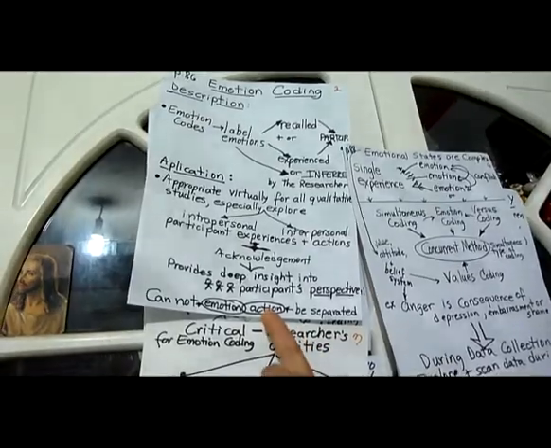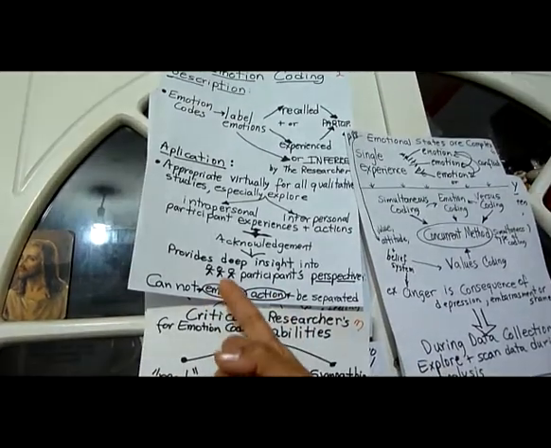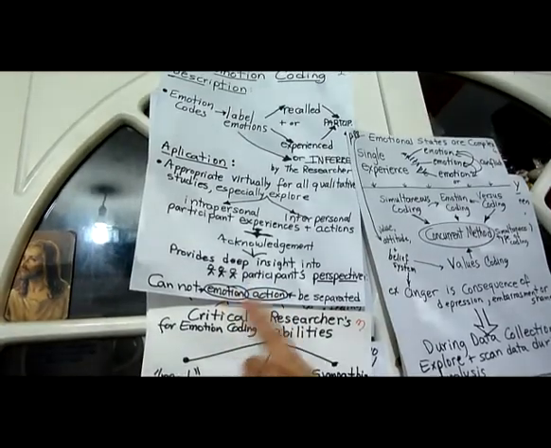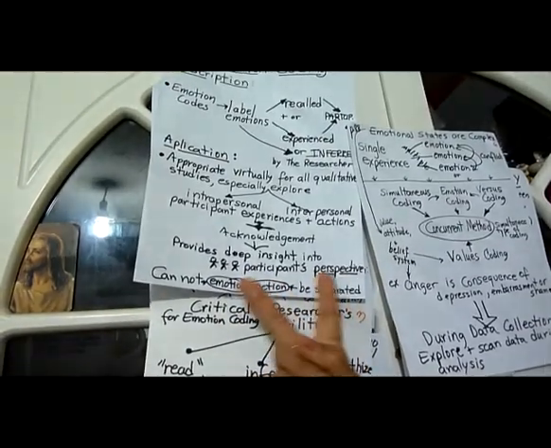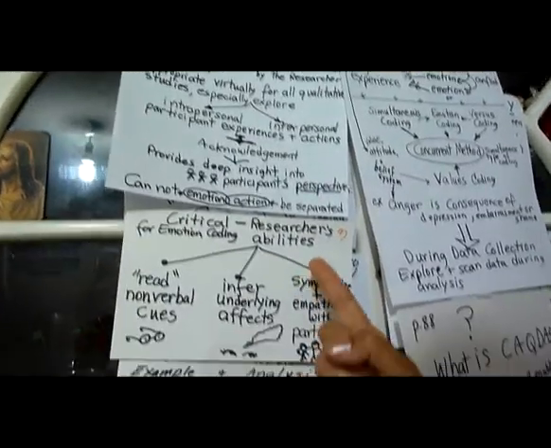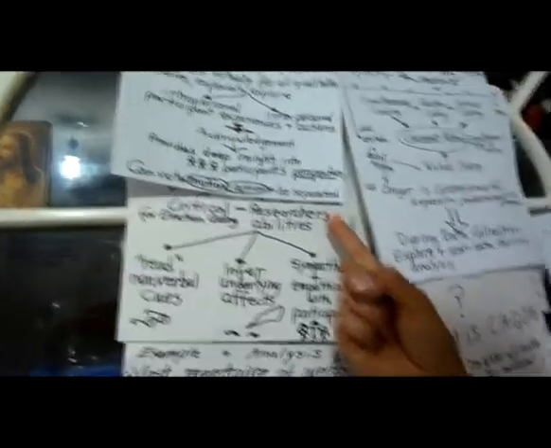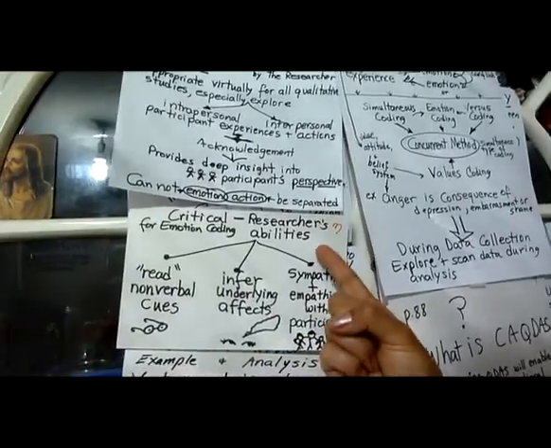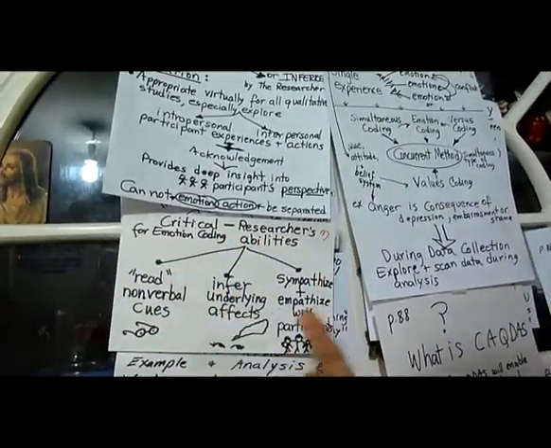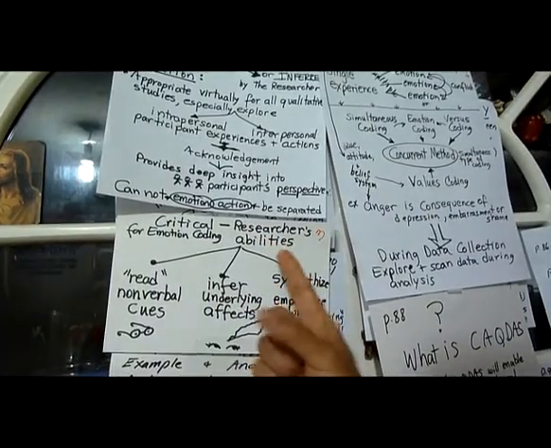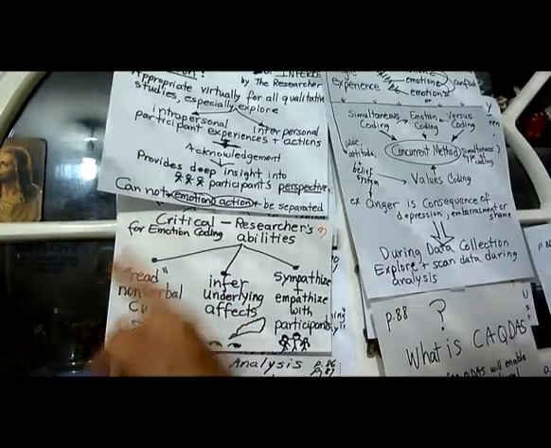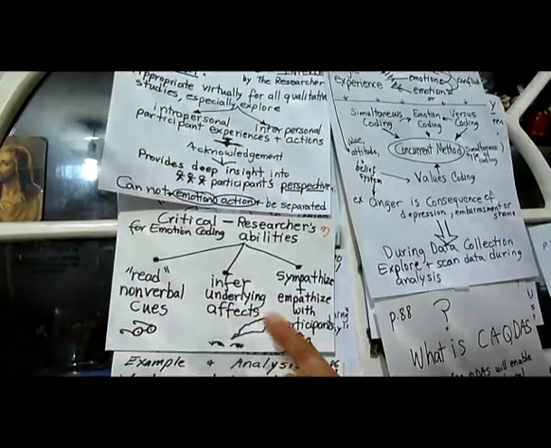Something very important to consider is that in every situation, we have a relationship between emotion and actions. They cannot be separated. Another important point is that researchers need to use all their abilities in defining this type of coding. And the researcher can do it in 3 ways. One is by reading nonverbal clues. So they have to use all those abilities.